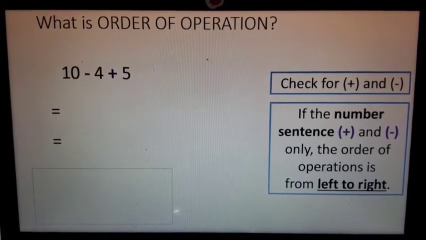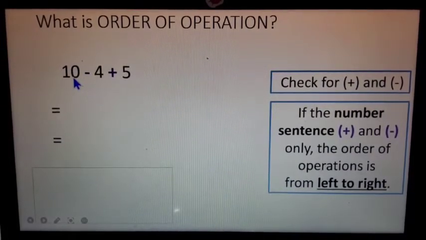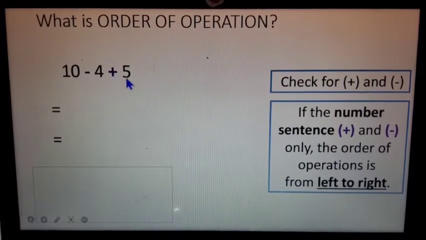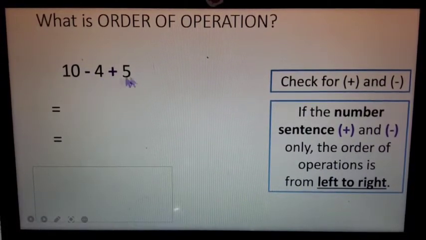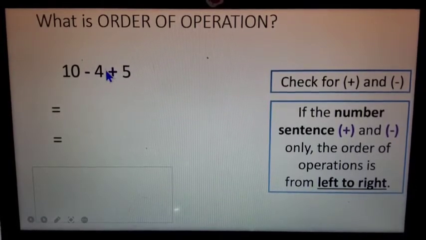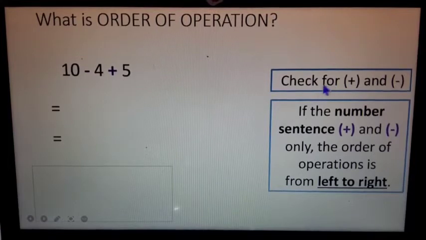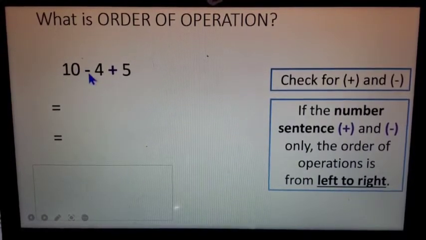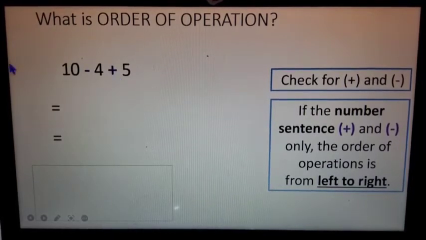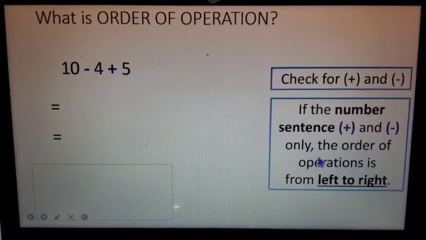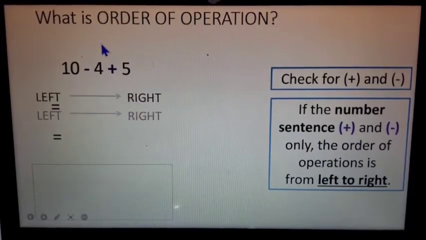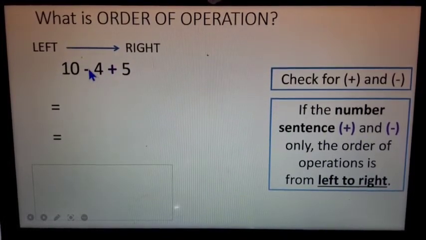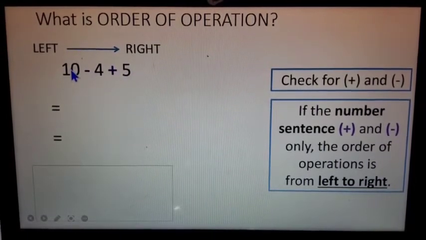Okay, try the next question. How about this one? The number sentence is 10 minus 4 plus 5. Now, check the number sentence first. The first step, check for minus and plus. If in the number sentence there is minus and also plus, it's okay. You can start from left to right too. As long as there is only minus and plus in it, it can be solved from left to right.